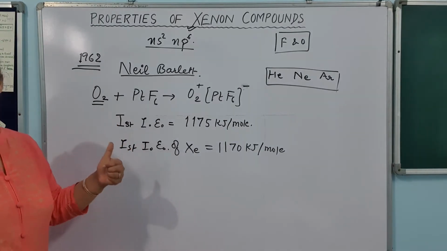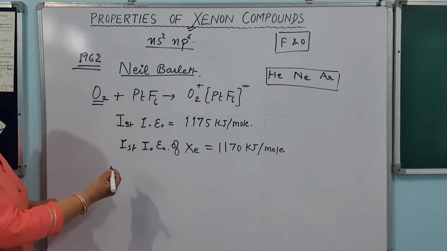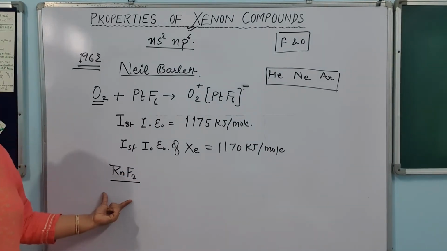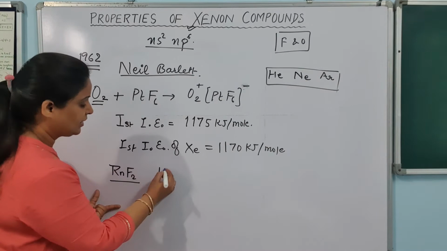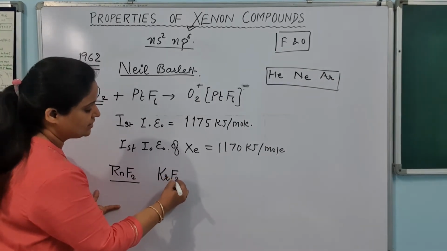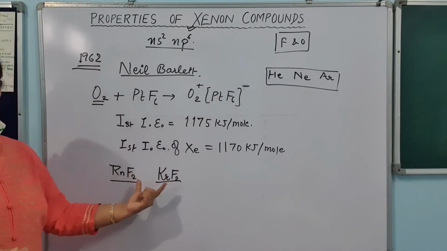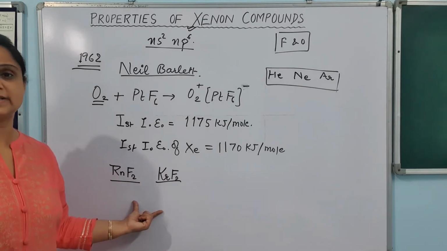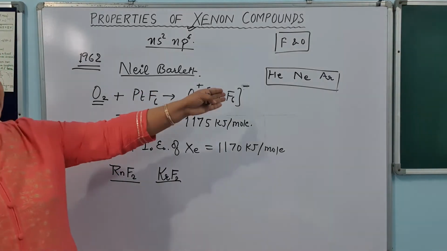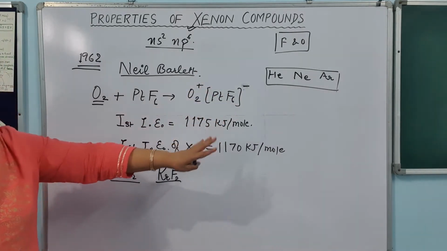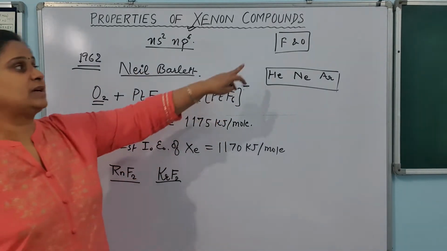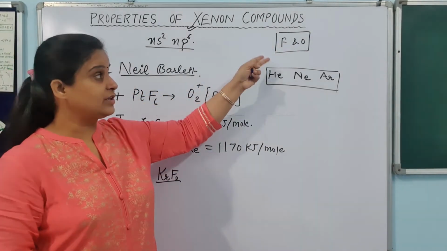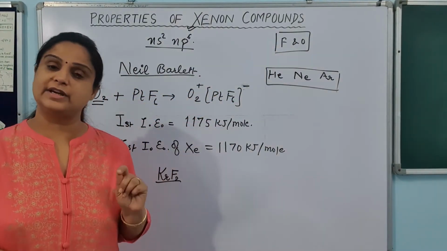But a radon compound, RnF2, radon fluoride, is observed, and krypton fluoride is also observed. So these two compounds are also observed from the noble gases, but the rest of the elements like helium, neon and argon don't form compounds. Xenon makes compounds, but it makes them with fluorine and oxygen. The reason behind this is that fluorine and oxygen are very electronegative in nature.